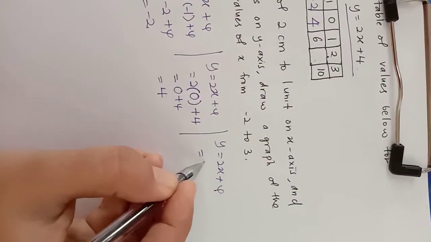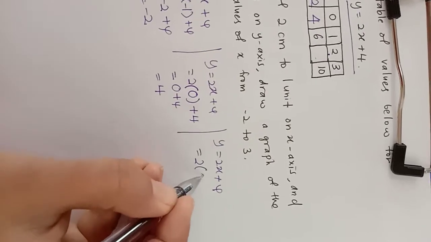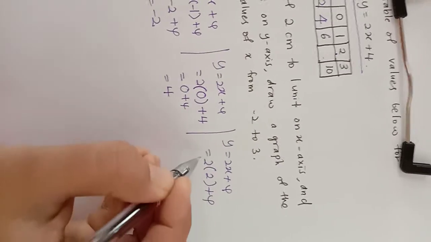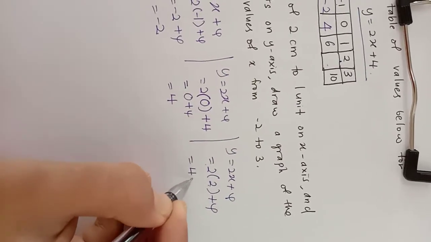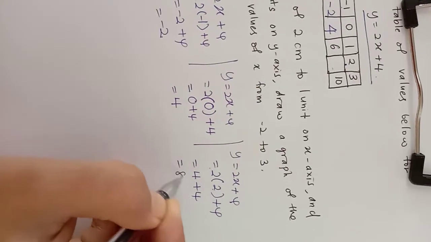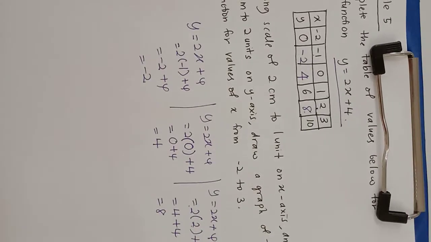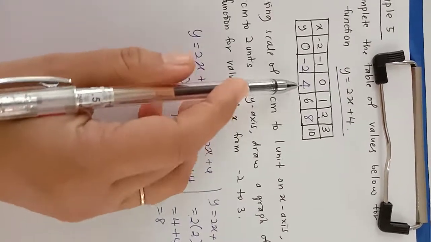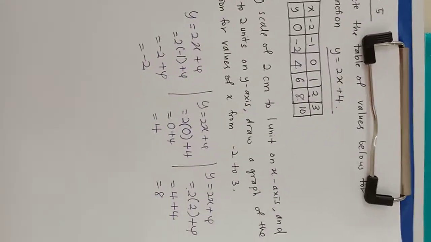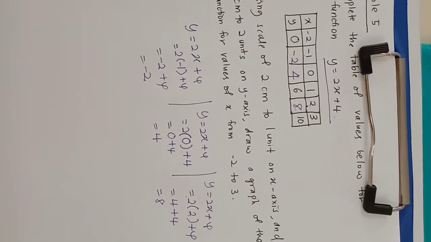The last question is number 2. So we substitute x with the number 2. 2 times 2 is 4, plus 4. 4 plus 4 is 8. So now we already get the values for the empty boxes given. Next, let's draw the graph.